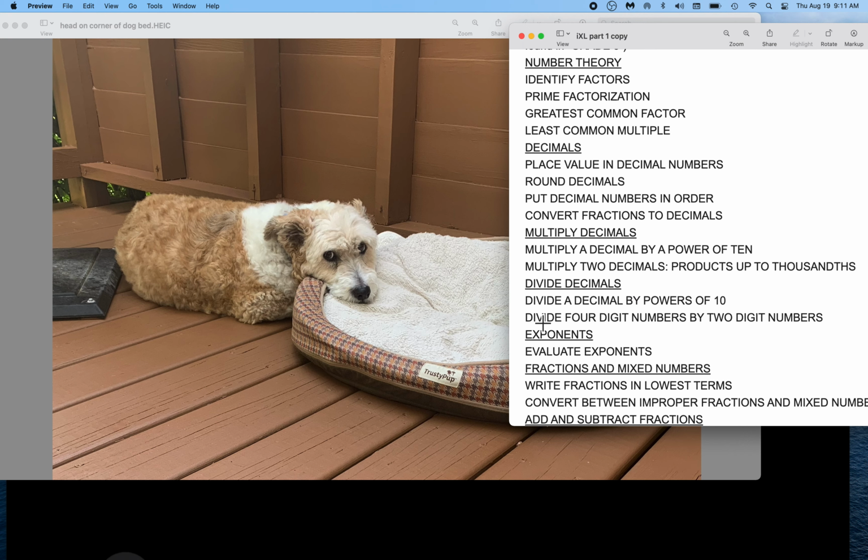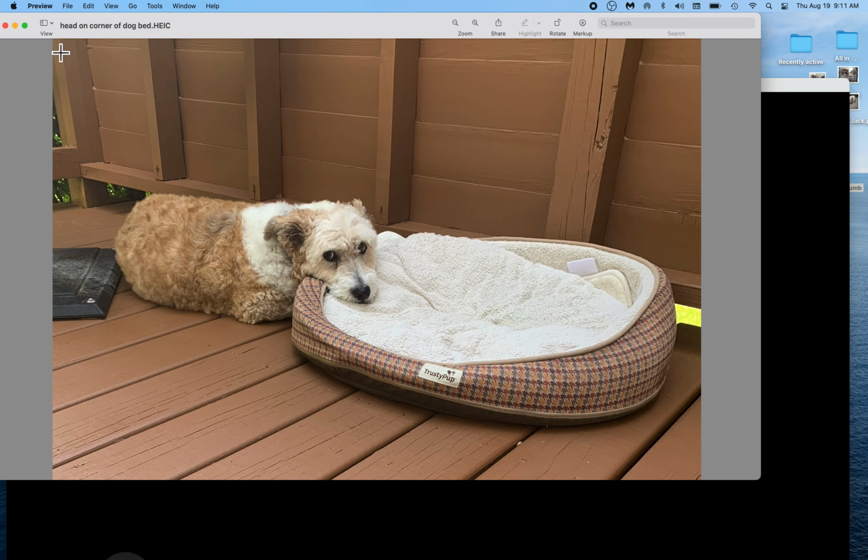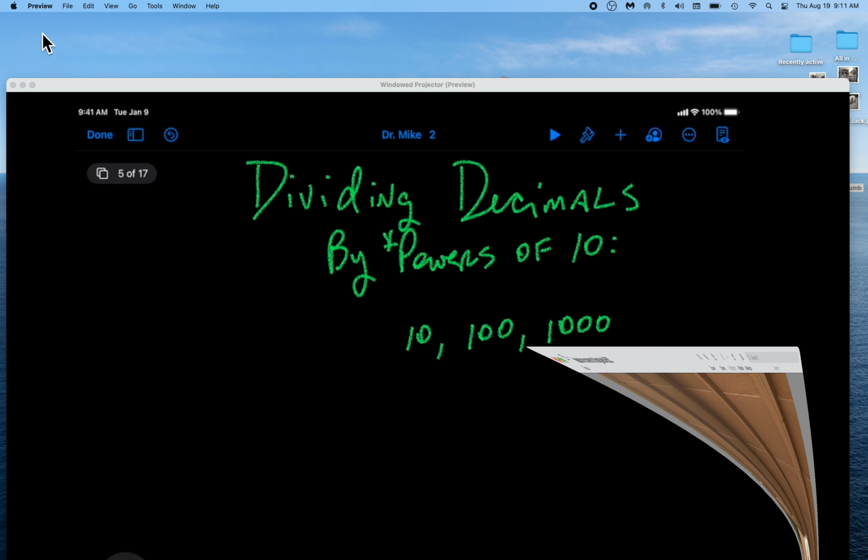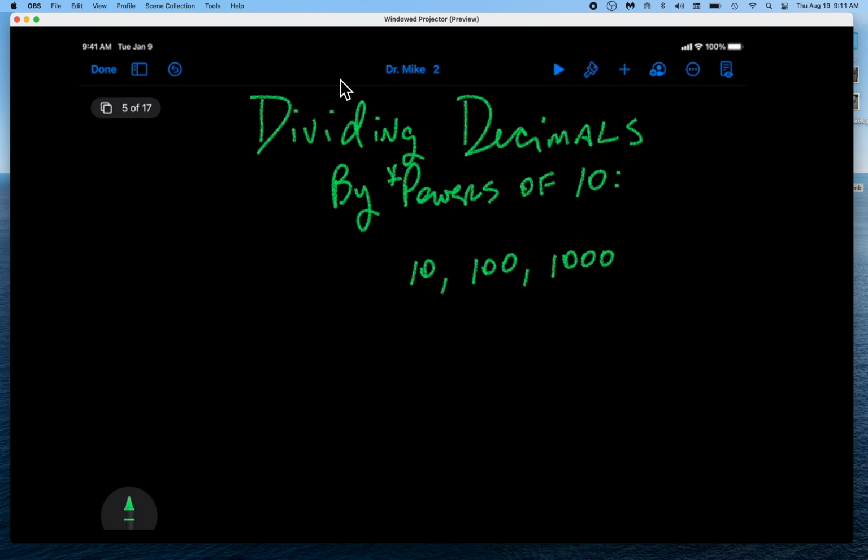So we're going to divide decimals by power of 10. Let's see where that takes us. Okay, when we divide by powers of 10, we're talking about dividing numbers by 10, 100, and 1,000. That's what powers of 10 mean.